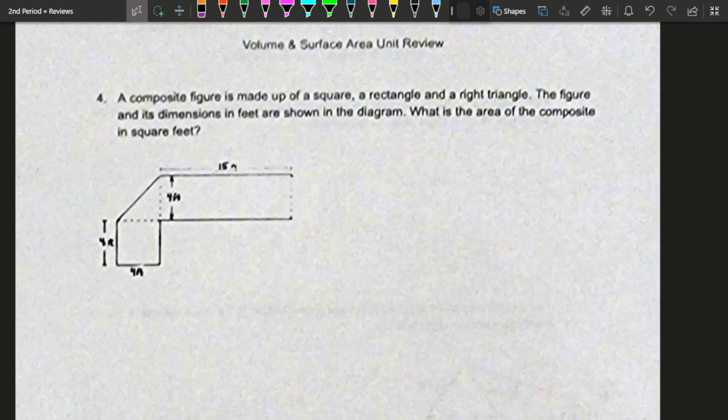A composite figure is made up of a what? Square. What else? Rectangle. And? Right triangle. The figure and dimensions in feet are in the diagram below. What is the area of the composite figure? So let's start with the square, because the square is right here. And that's just base times height, which is 4 times 4, which is? The square is 4 by 4. Base times height, 4 times 4 is 16. So this right here is 16.